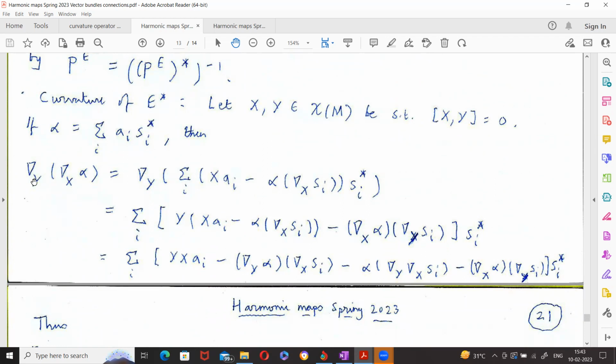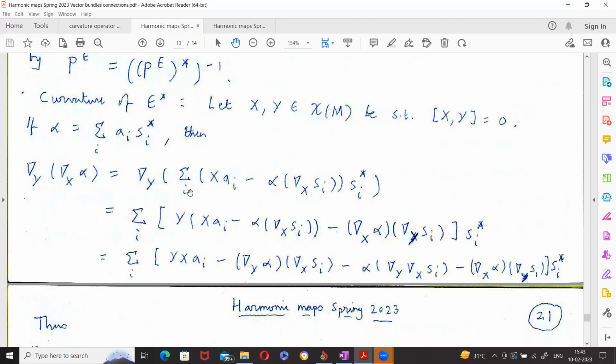Then let's look at nabla y of nabla x of alpha. So nabla x of alpha, by our definition of the dual connection, is going to be the sum over i of (x a_i minus alpha of nabla x s_i), the whole thing times Si star. This is our definition of the dual connection. Okay.